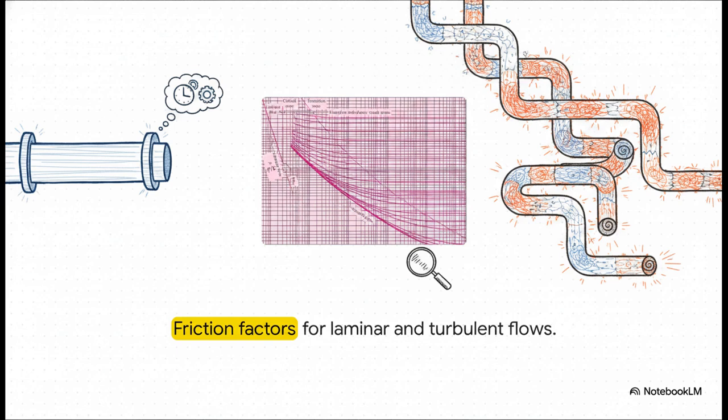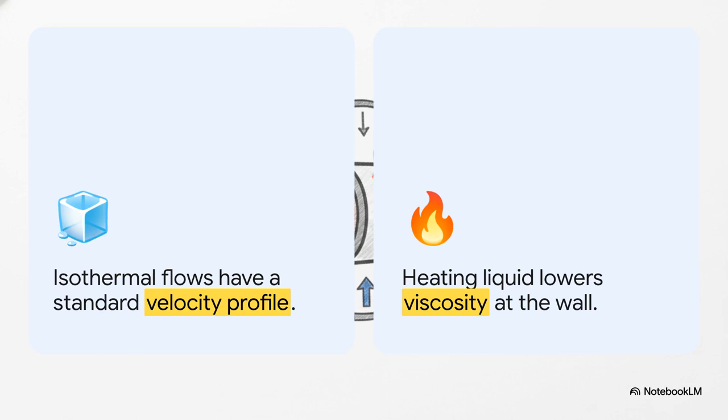Our heat transfer equations have to account for this friction. Why? Because friction means turbulence, and turbulence dramatically increases the mixing, which means a massive spike in the heat transfer rate. But wait, friction isn't our only headache here. We have to remember that extreme temperature differences actually change the fluid's viscosity between the wall and the center.